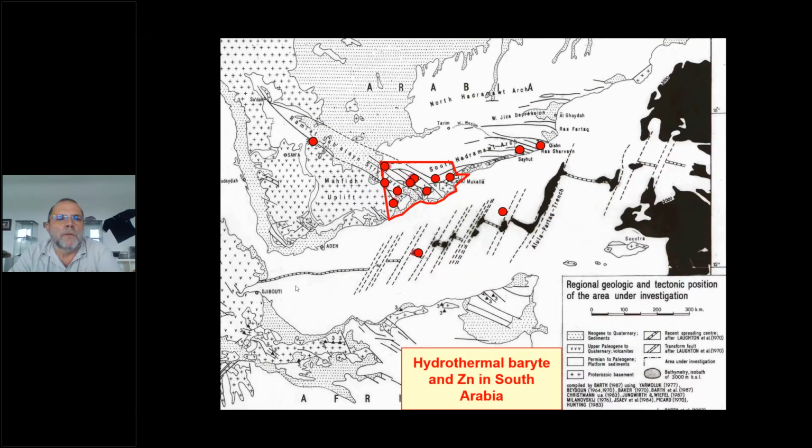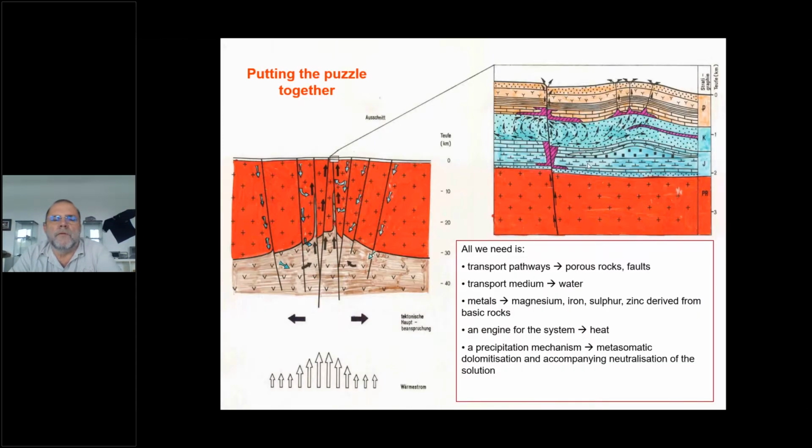So this is a bigger picture. We have here the full zone, the spreading zone coming from Africa, the transform faults, and here are these big faults in the Arab Peninsula as well, following the direction of the spreading zone here. So this is probably the exploration model, how these things have been formed.